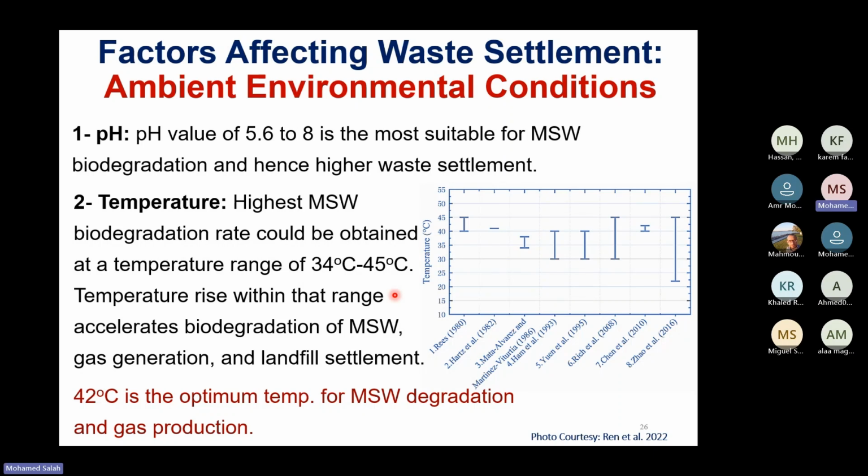Temperature is another important factor that affects the biodegradation rate. We can witness the highest municipal solid waste degradation at a temperature range between 34 Celsius and 45 Celsius. Within this range, as the temperature increases, the biodegradation accelerates, and in return, we will see higher gas generation and more landfill settlement. It was found in previous studies that 42 Celsius is the optimum temperature for municipal solid waste degradation and gas production.